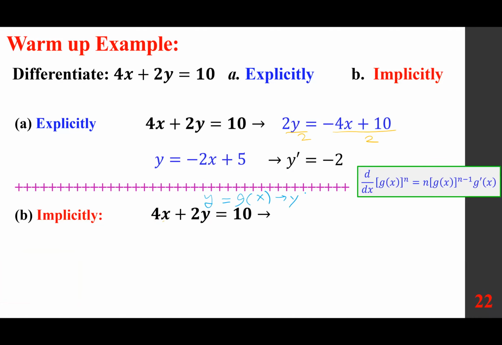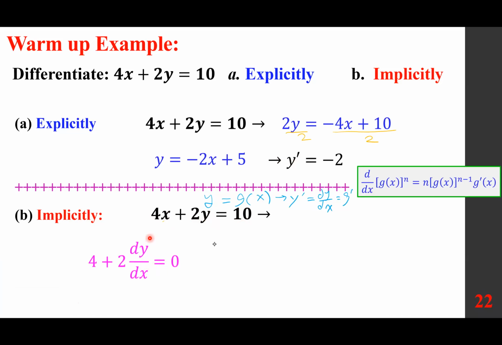Therefore, y prime or dy dx is g prime. So simply plus 2 y prime or dy dx, and any number results in 0. So 4x gives you 4, 2y gives you 2y prime or dy dx, 10 is a number, gives you 0. On purpose, I used y prime here, I'm using dy dx here. They are the same thing as long as x is the independent variable.